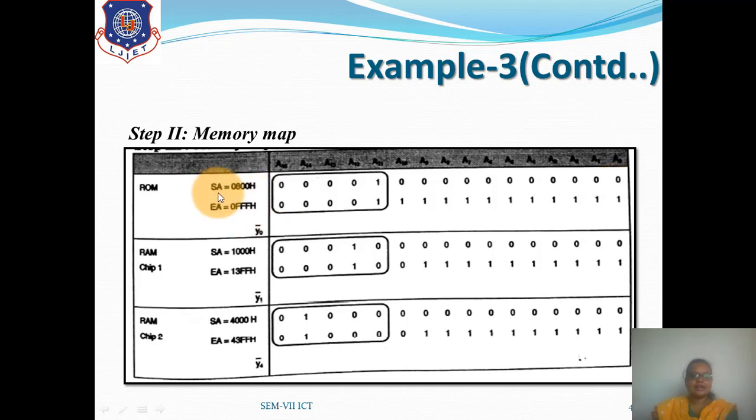Now the ending address we found is 0FFFH. The first digit is 0, so the first 4 bits will be 0, then F stands for all ones, 1 1 1 1, and the next two Fs give the rest of the ones.